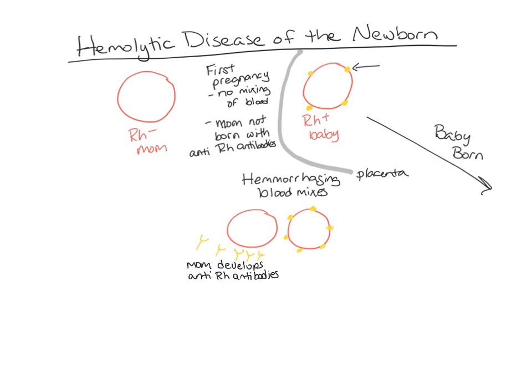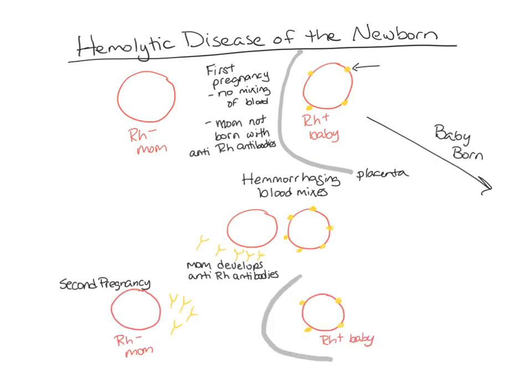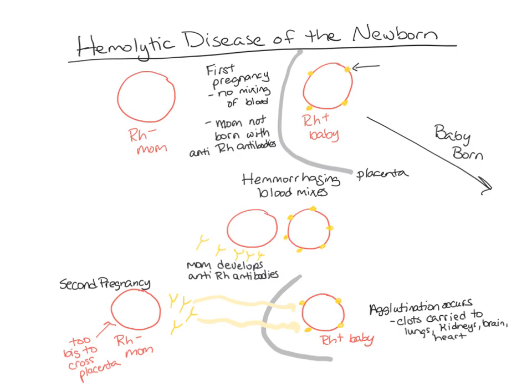Then during a second pregnancy, the antibodies that mom has started to develop can cross the placenta and attack the baby's Rh positive red blood cells. Whereas the red blood cells are too big to cross the placenta, the antibodies are small enough that they can cross it. So the mom's antibodies cross the placenta and start attacking and causing agglutination of the baby's red blood cells, forming little clots that will be carried to the lungs, the brain, and the heart, and cause fatal complications.